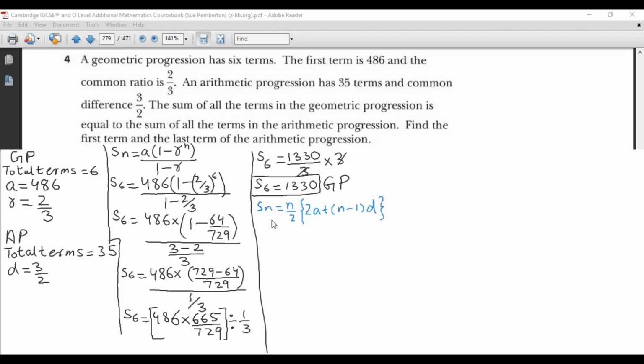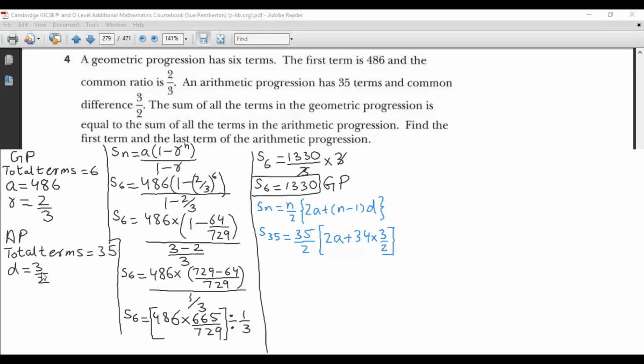So first thing, we are having 35 terms, so I will be writing S35 equals to n will be 35 over 2. I don't have any value of a, so I'm just leaving it like that. 2a plus (n minus 1), so n is what? 35. So 35 minus 1 will be 34 into d. D was already given to me, which was 3 over 2.